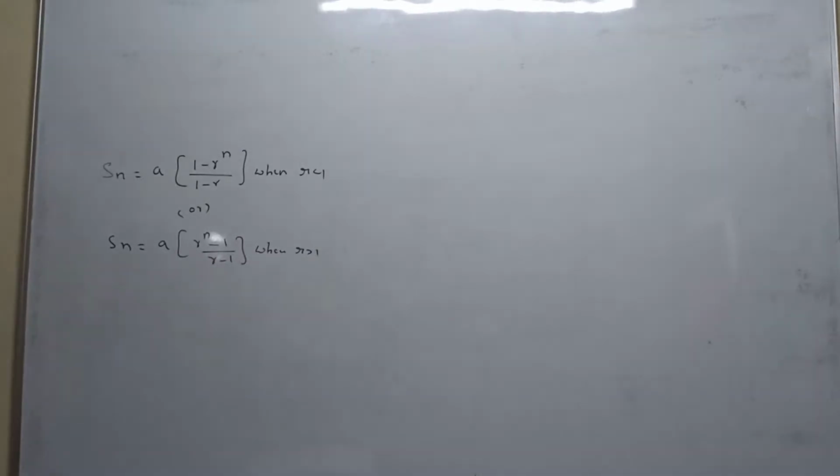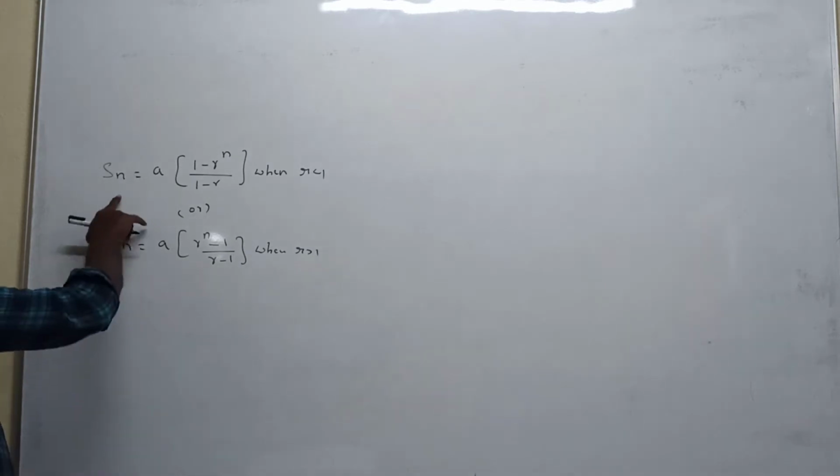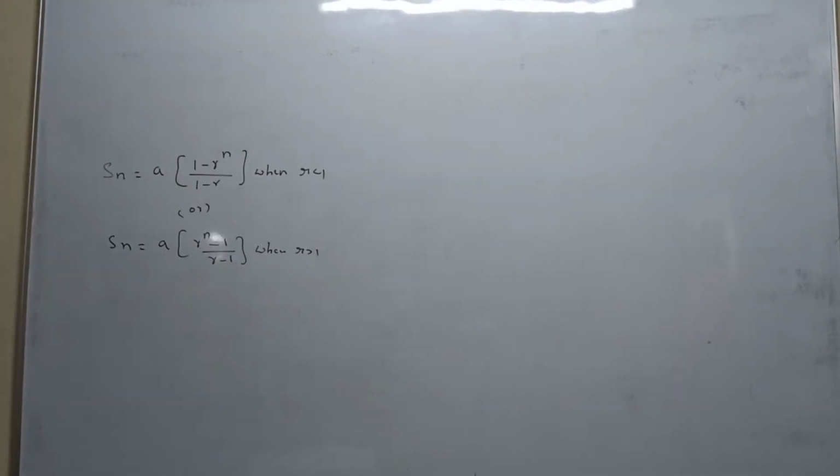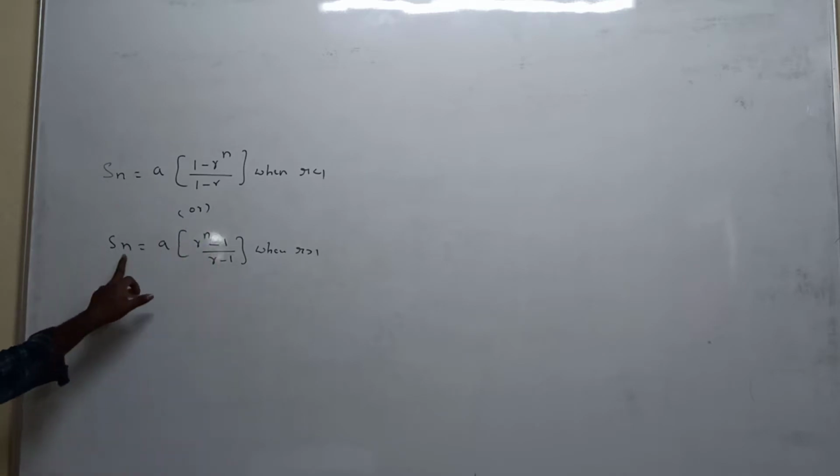Sum of the nth term of the geometric progression is Sn is equal to a into 1 minus r to the power of n by 1 minus r, or else Sn is equal to a into r to the power of n minus 1 by r minus 1. Here a is called the first term, r is called the common ratio, n is called the number of terms, and Sn is called the sum of the nth terms.